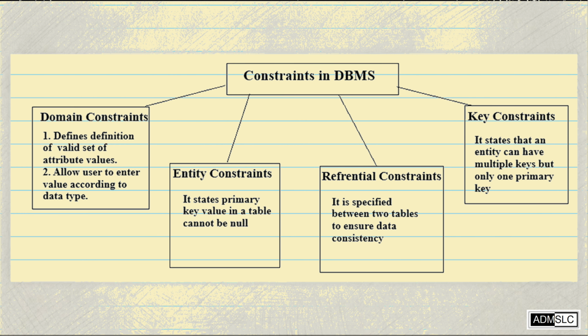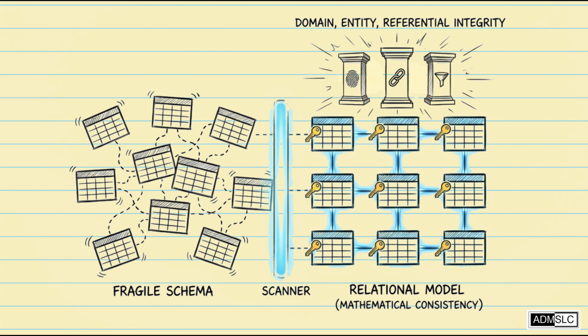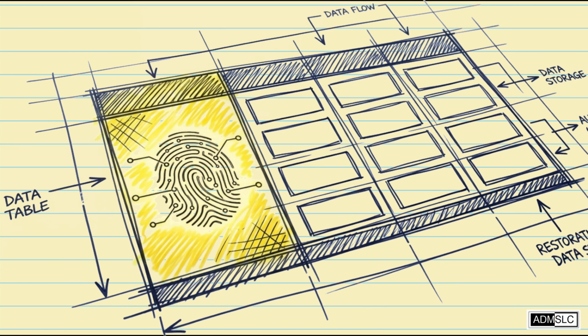This diagram outlines the exact roadmap for our tutorial. We will construct our defenses across 3 specific pillars: domain constraints, entity constraints, and referential constraints. By applying these 3 theoretical rules in Workbench, you replace a fragile schema with a relational model that enforces mathematical consistency across every table. Step 1 is establishing entity integrity.